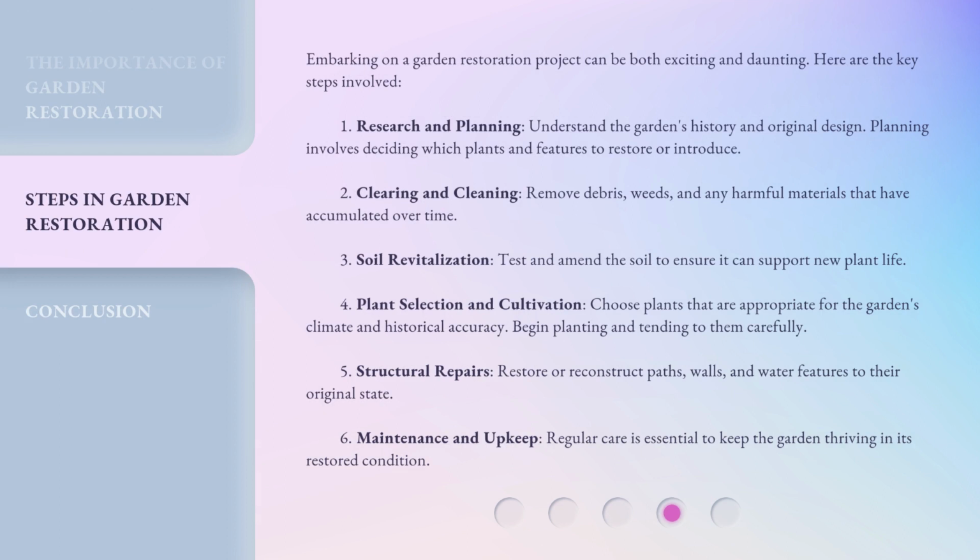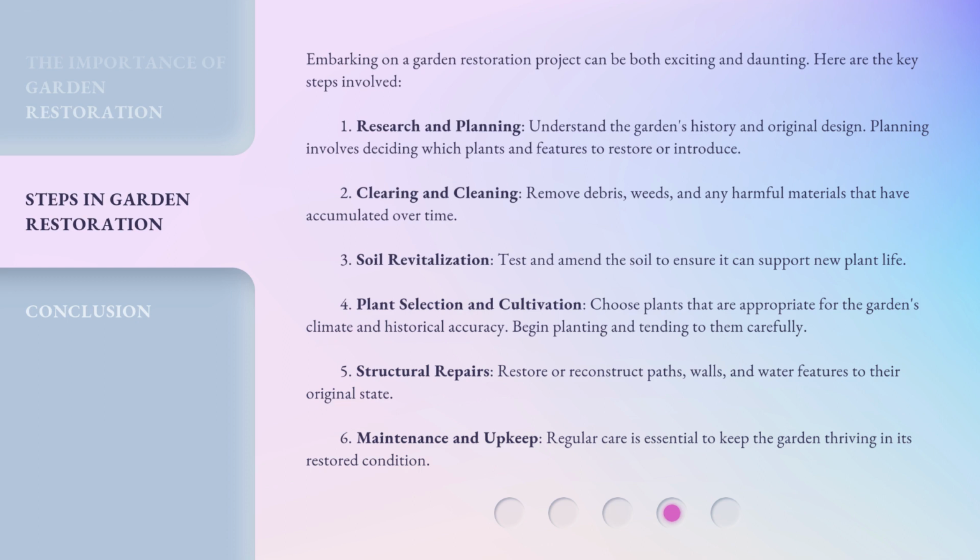Embarking on a garden restoration project can be both exciting and daunting. Here are the key steps involved. 1. Research and planning. Understand the garden's history and original design. Planning involves deciding which plants and features to restore or introduce. 2. Clearing and cleaning. Remove debris, weeds, and any harmful materials that have accumulated over time. 3. Soil revitalization. Test and amend the soil to ensure it can support new plant life.